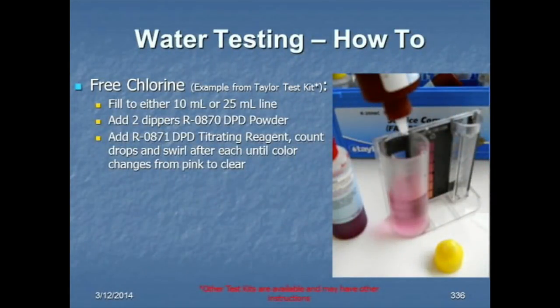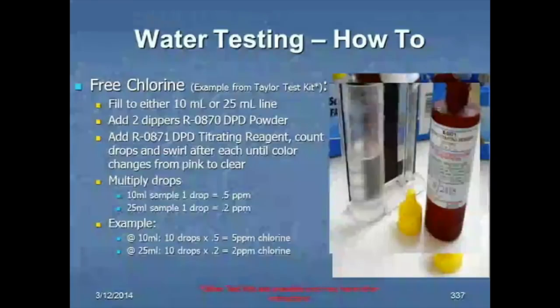You might have a little bit of powder still floating around in there, but that's fine. You will then add drops of your titrating reagent until the sample turns clear. Each drop you add, you will want to swirl and pause after each drop and count the total number of drops. Based off of the amount of water that you've got in your sample, if it was a 10 milliliter sample of water, every drop counts as 0.5 parts per million.